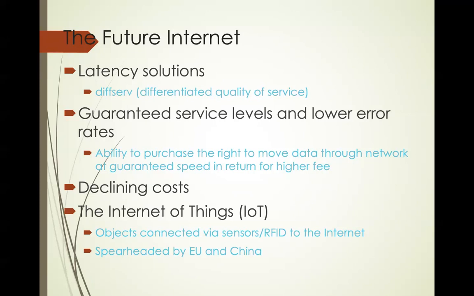But you can see that when I talk about a guaranteed 1 Mbps per month, you have to pay, let's say, 2000 baht because it's for commercial use. But now you can get a similar price for a higher guaranteed speed, thanks to declining costs. And the IoT, objects connected via sensors or RFID to the internet, is spearheaded by the EU and China, for products that are Internet of Things.